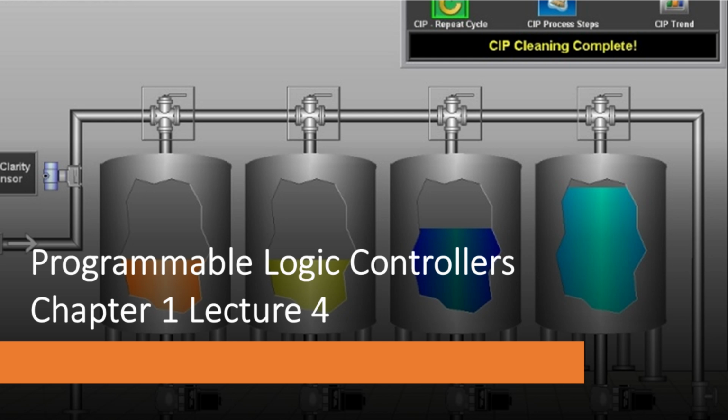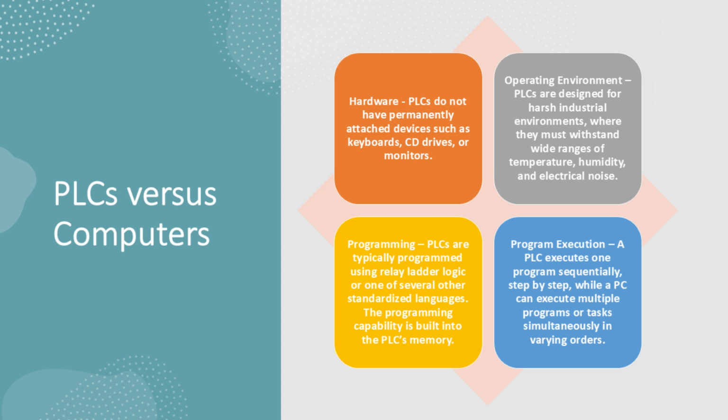In this lecture, we are going to examine the differences between computers. Unlike PCs, PLCs do not have permanently attached devices such as keyboards, CD drives, or monitors. PLCs are designed for harsh industrial environments, where they must withstand wide ranges of temperature, humidity, and electrical noise. PLCs are typically programmed using relay ladder logic or one of several other standardized languages. The programming capability is built into the PLC's memory.